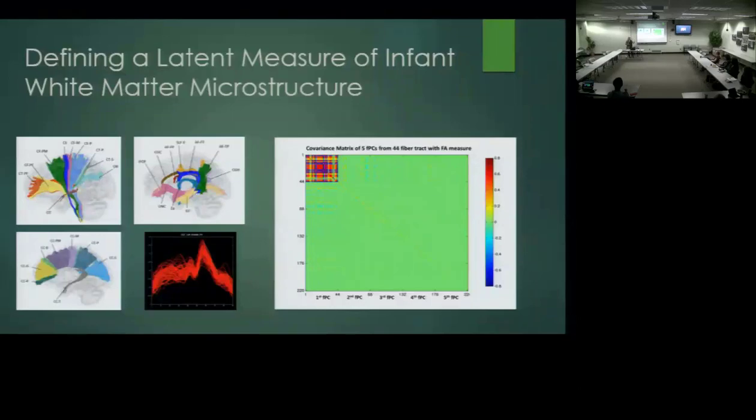So what we did is we extracted a latent measure of white matter microstructure from our FA values across all of these tracts. I think this is really interesting. You can see here the covariance matrix of 5 principal components extracted from each tract. And you'll see that the first principal component of all the different tracts are highly correlated with each other.